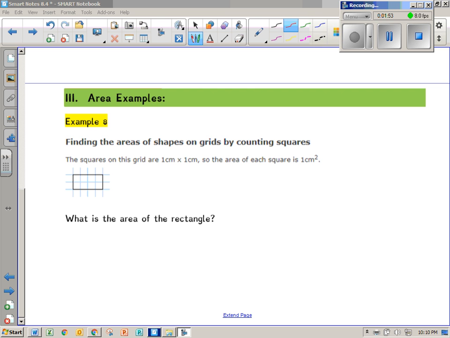So if you're looking for area of a shape and it's on a grid, depending on the size of the grid, it would determine the area. But it says here the squares on this grid are 1 centimeter by 1 centimeter. So that means they're all square centimeters. Well, all you have to do is count them up, and as you can see, there's 8. So this is 8 square centimeters. That's the area. Area is 8 square centimeters. No work to do, just count.